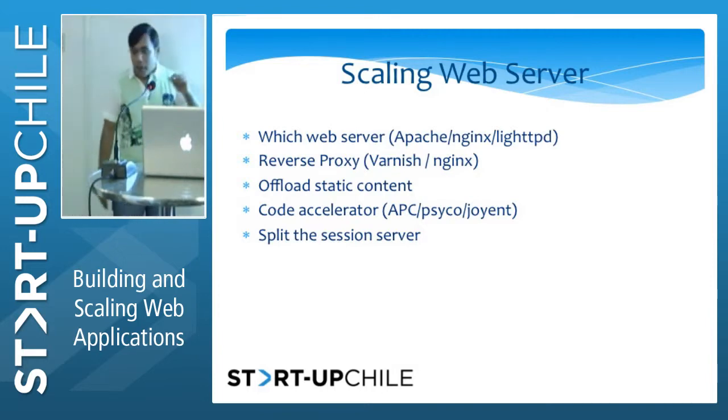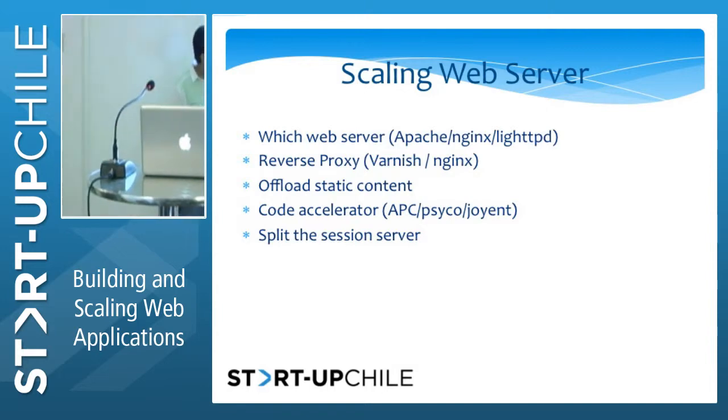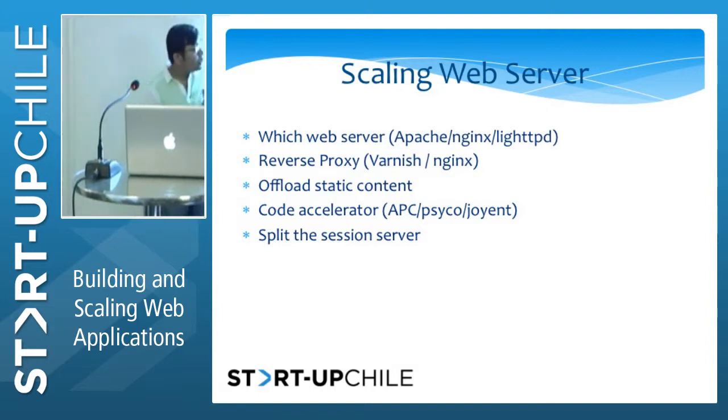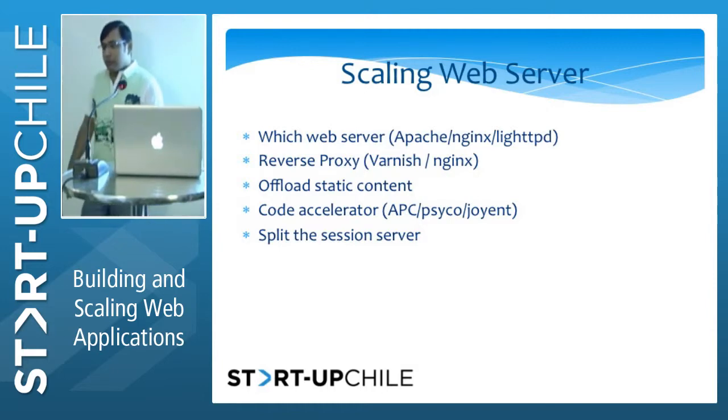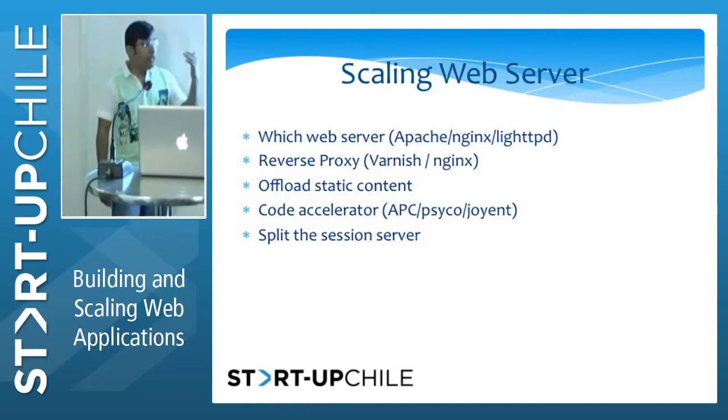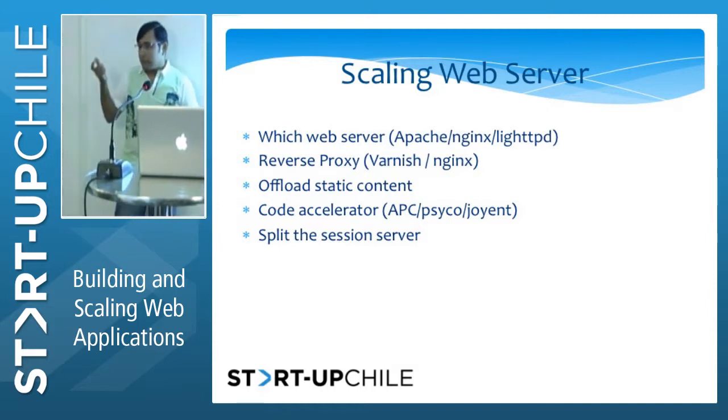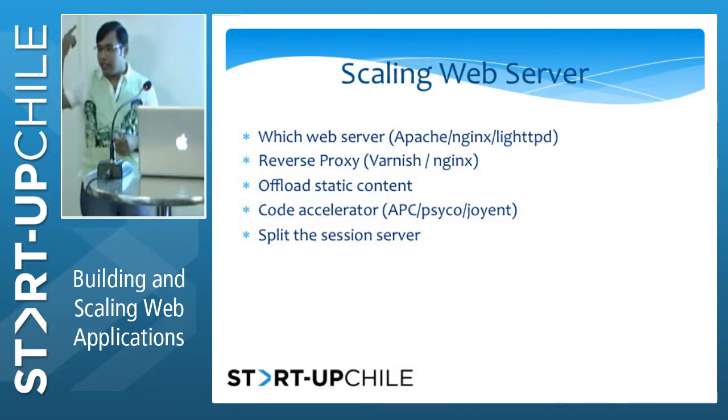Then we have, this is a small configuration which is required. This is code accelerator, basically APC for PHP, Cycle for Python, and Join for Ruby. So the code which is being executed is converted into opcode and kept in memory. So whenever the execution takes place, it doesn't read through the file and execute all that.